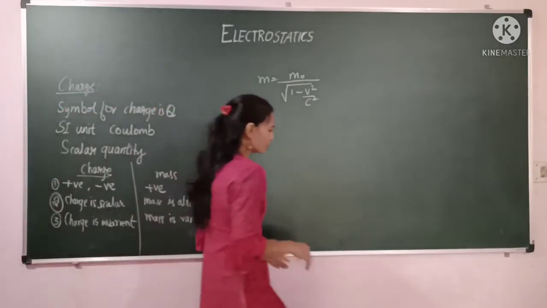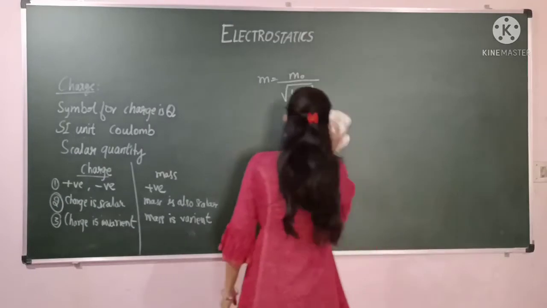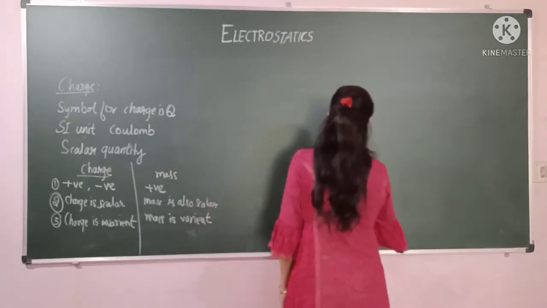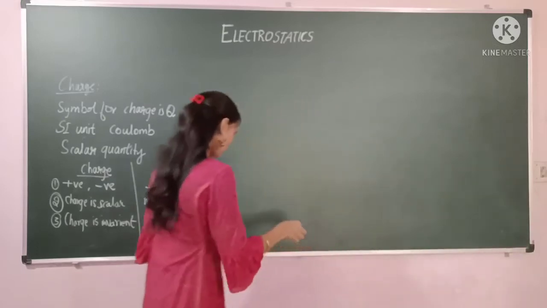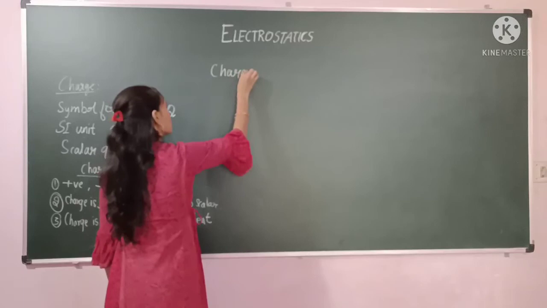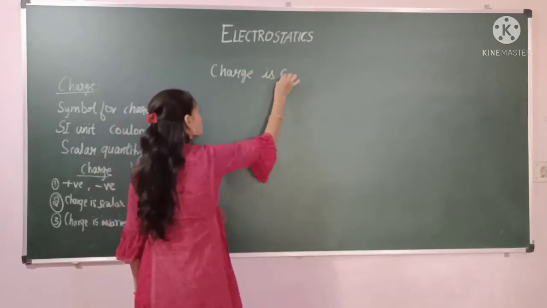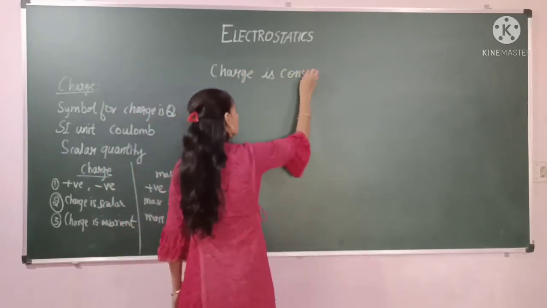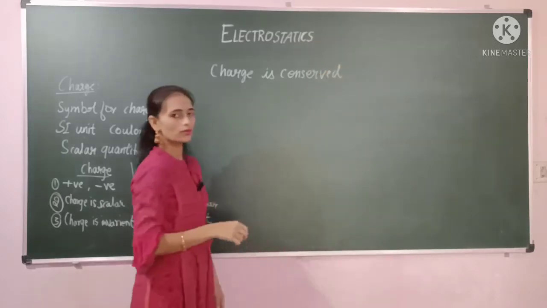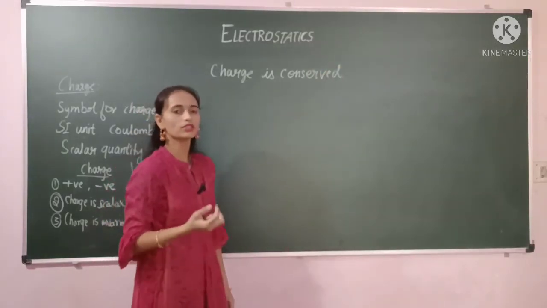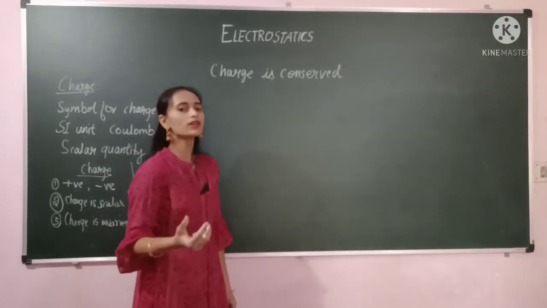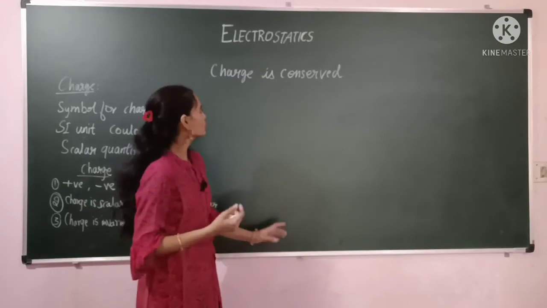Now we will talk about the properties of charge. Charge is a conserved quantity. Charge is conserved, means charge cannot be created nor destroyed, but can be transferred from one body to another body. We have different methods to transfer charge. All those we will study.